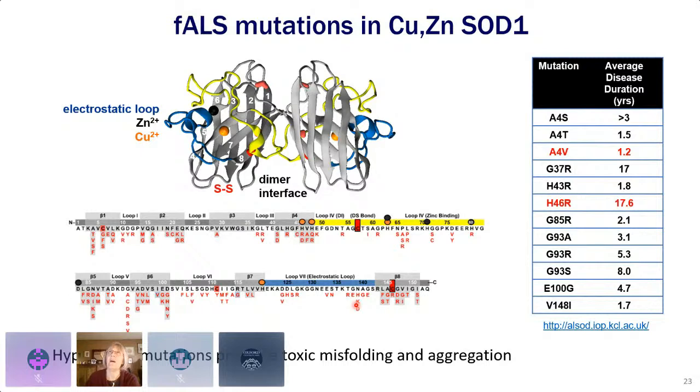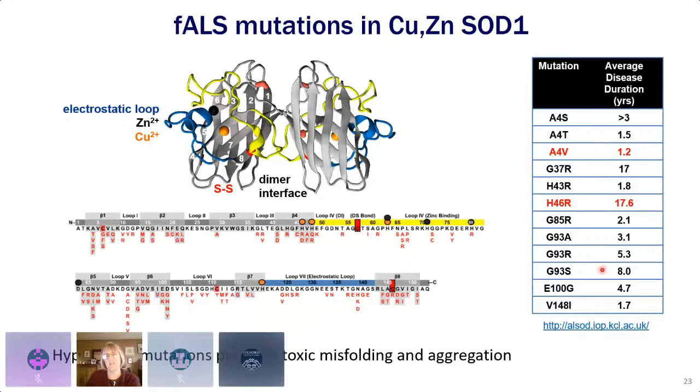And since 1993, people have been trying to understand this. We still don't understand it fully. There's a lot of evidence that mutations promote toxic misfolding and aggregation. The question is how exactly? If you look at the mutations, what you see is that they tend to have different average disease durations that are quite variable. So A4V has an average duration of 1 year. It's a very rapidly progressive, terrible disease. In other cases, you can have a long duration. G37R also has a long duration.